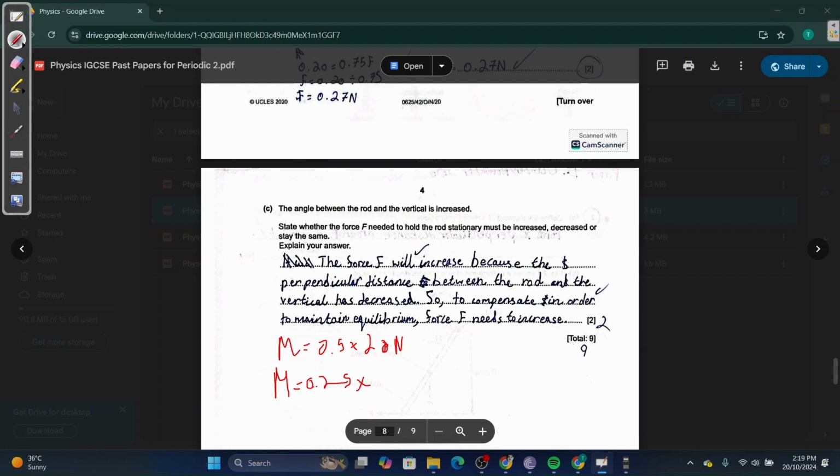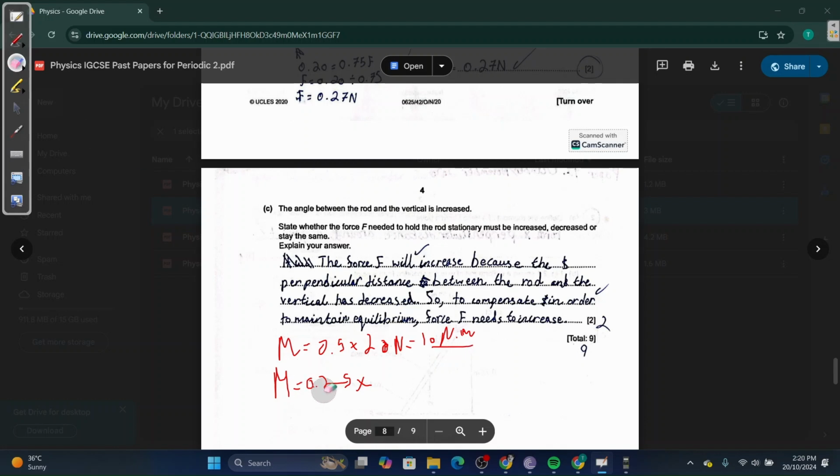Now let's calculate. Actually, let me start off by calculating this. So 0.5 times 20 is 10. So this is going to give you 10 newton meters. Now you want to maintain this moment, you want to maintain 10 newton meters.